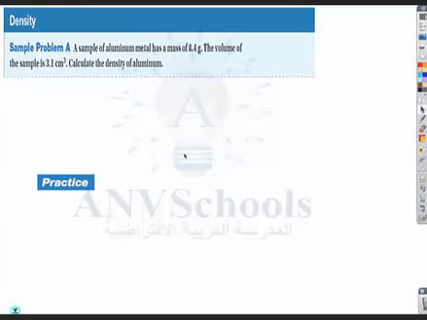Hello, welcome students. In this session we are continuing with the previous session. In the previous session we were looking at densities of substances. Here we are going to look at sample work on how to calculate densities.